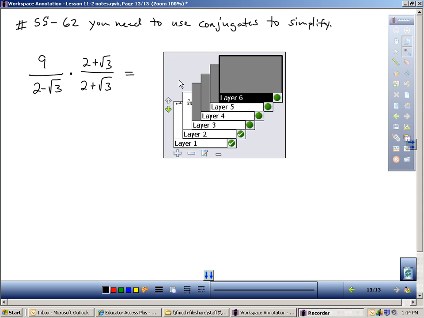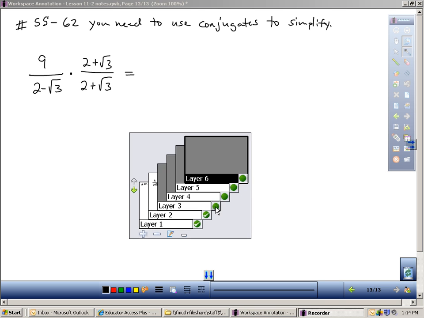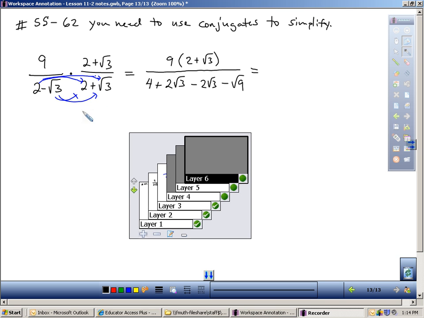All right? Now when I do that, I have to double distribute in the denominator. So I'm going to take 2 times 2, and that's 4. And I'll take 2 times radical 3, which is 2 radical 3. And I'll take negative radical 3 times positive 2, which is negative 2 radical 3. And I'll take negative radical 3 times positive radical 3, and that's negative radical 9. In the numerator, I would end up having to take 9 times this stuff. I just wrote it out like that right now.